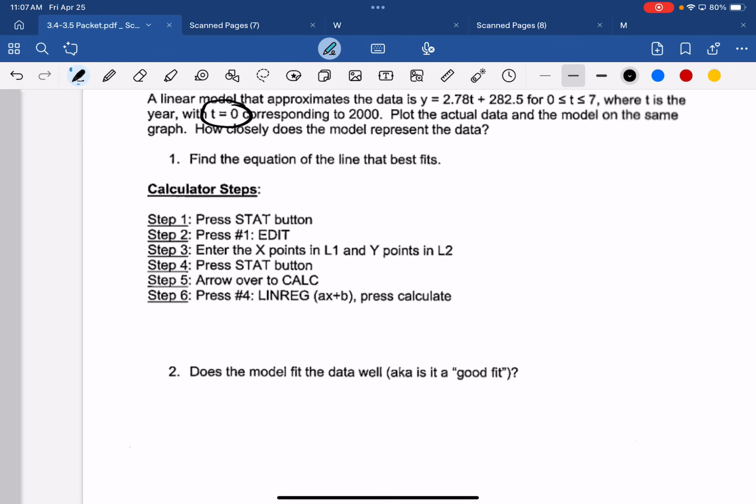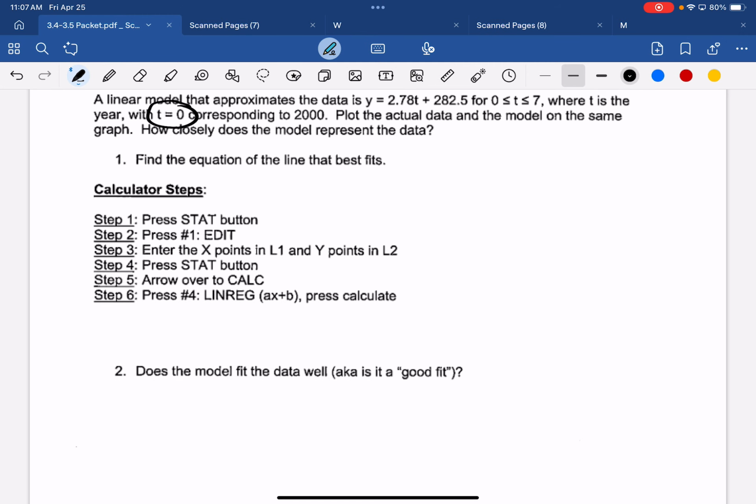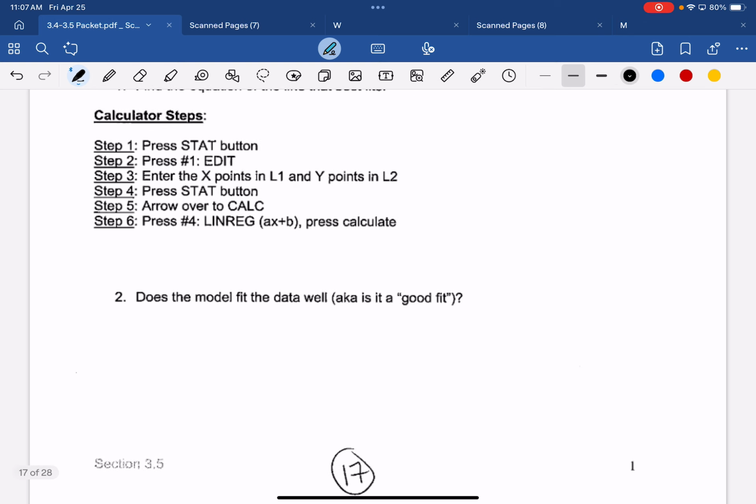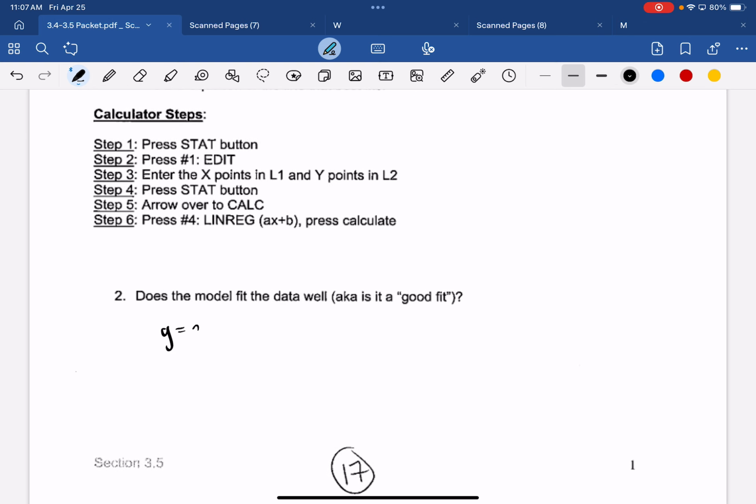So we click stat again after we have the points there? Yes, so after you hit the points, you hit stat again. Then go over to calc with your arrow. Okay. And you want to go to 4. Okay. So you see something like this.